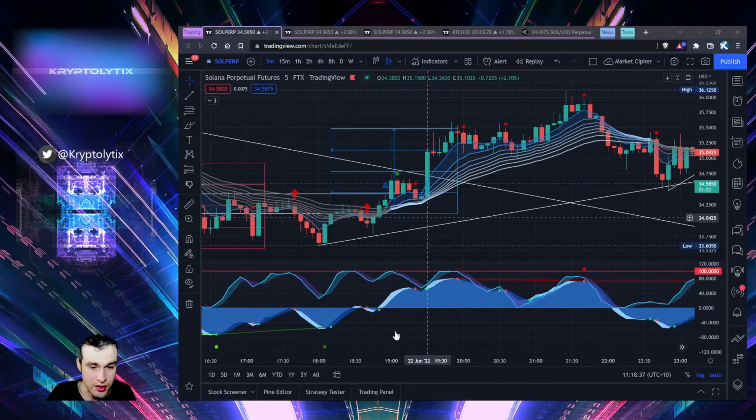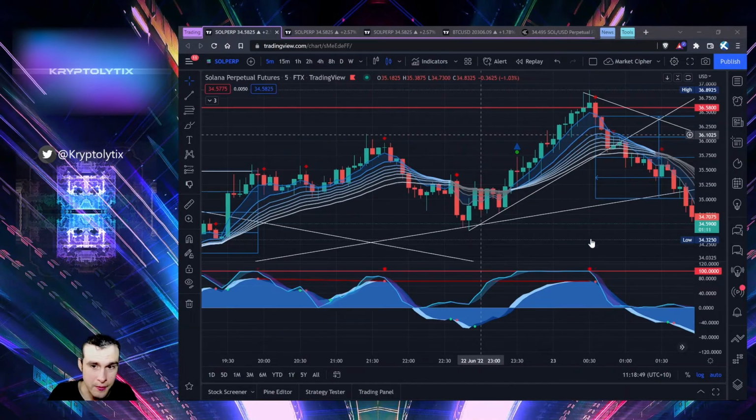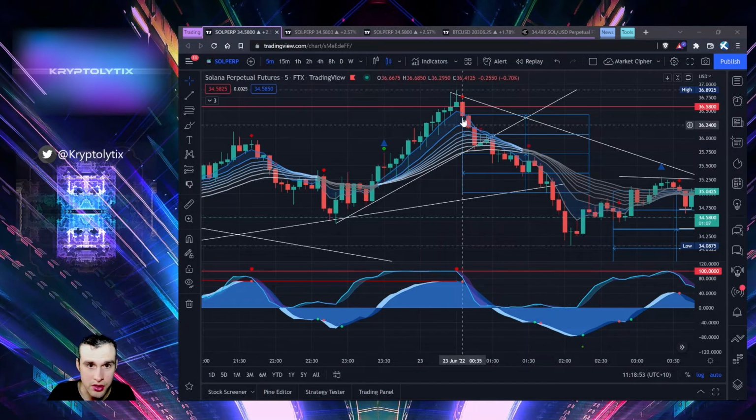Okay, so the next one was here. You could see the entry was there, profit point, profit point, profit point, and profit point, and then the price just kept doing its thing essentially. There was a short side one here. So the entry point was on this candle close. Again, profit point all the way down, and then close on this candle here.